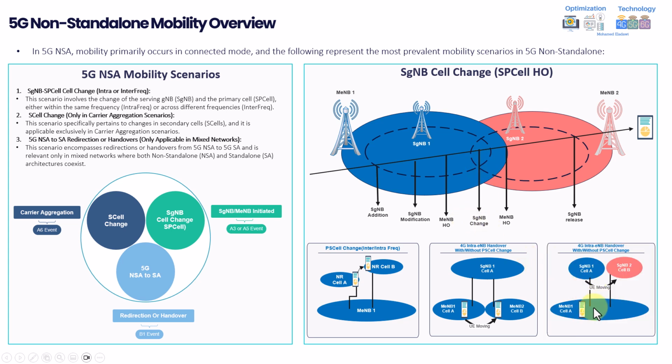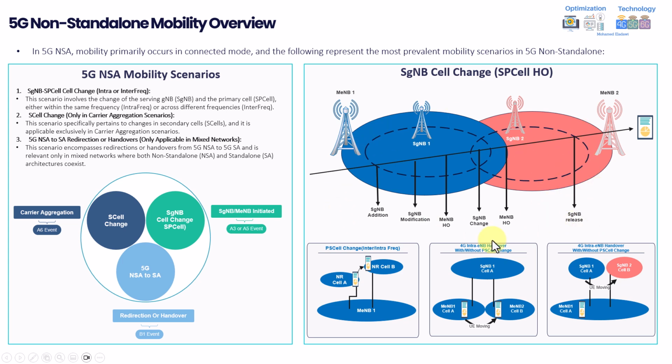For example, assuming you are on this side, and you're moving from cell A of this particular site to cell B, from this particular side. In this case, this will trigger something called SgNB handover. And again, this is master eNB handover, in case you're completely changing the site. And once you move out of the 5G coverage, we'll be releasing the carrier.